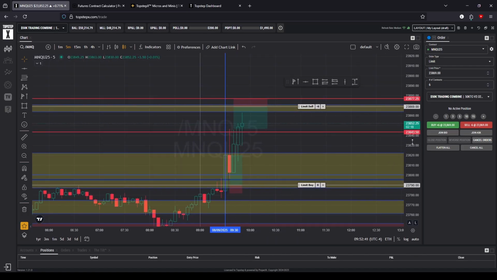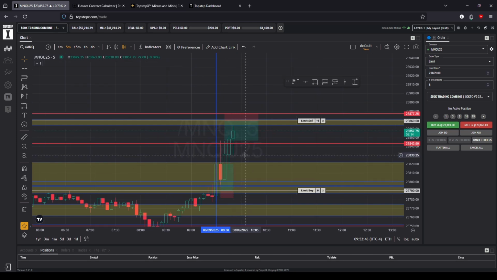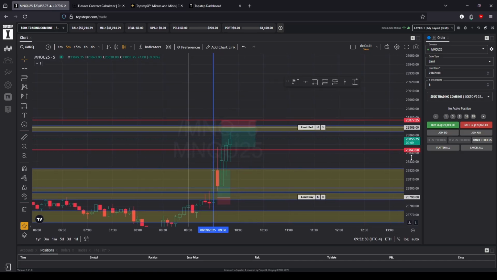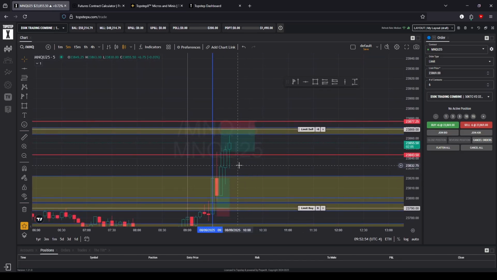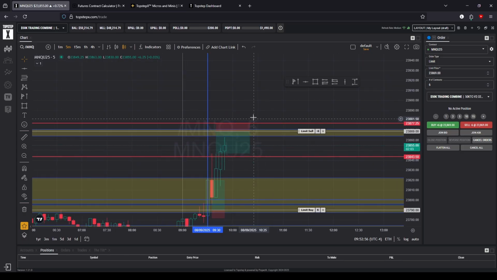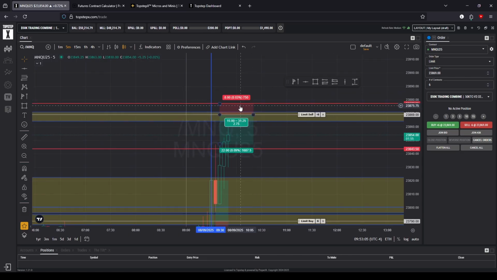Price is going up really hard, and we are getting some sellers trying to take the price down, but it just keeps on going higher and higher. So I might reject off of this zone, or at least I hope so. Otherwise this is a $100 loss.